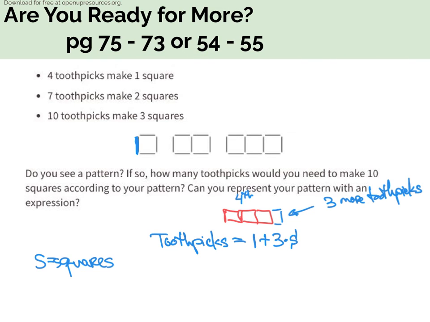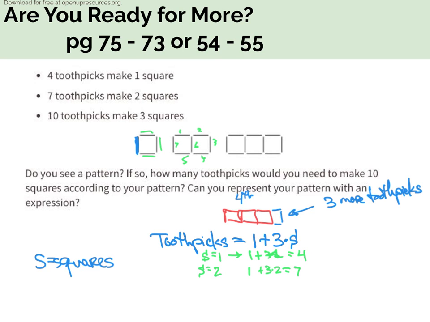Okay? So let's try it. If we had 1 square, let's put 1 in there. How many toothpicks do we have for 1 square? There's 1, 2, 3, 4. So for 1 square, I can say 1 plus 3 times S, or 3 times 1. 3 times 1 is 3, plus 1 is 4. Okay? Let's try it for 2 squares. So S equals 2. How many toothpicks will I need? 3 times 2 is 6, plus 1 is 7. And we can count them: 1, 2, 3, 4, 5, 6, 7.